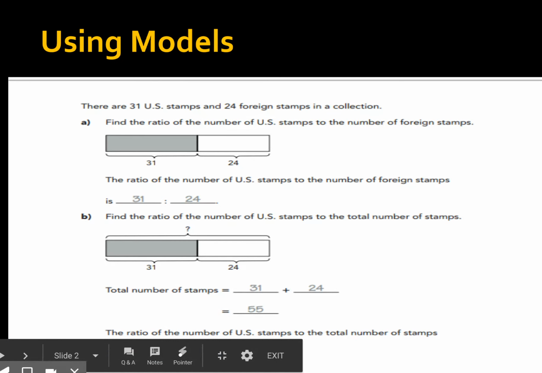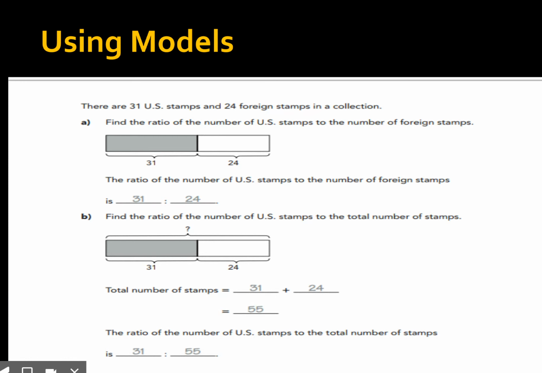All right, so we have an example here where they show that there are 31 U.S. stamps and 24 foreign stamps in a collection. Find the ratio of U.S. stamps to the number of foreign stamps. So a bar model was just drawn here to show 31 U.S. stamps and 24 foreign. Okay, so it says the ratio of the number of U.S. stamps to the number of foreign stamps is 31 to 24. Again, we put 31 first because they asked for U.S. stamps first.